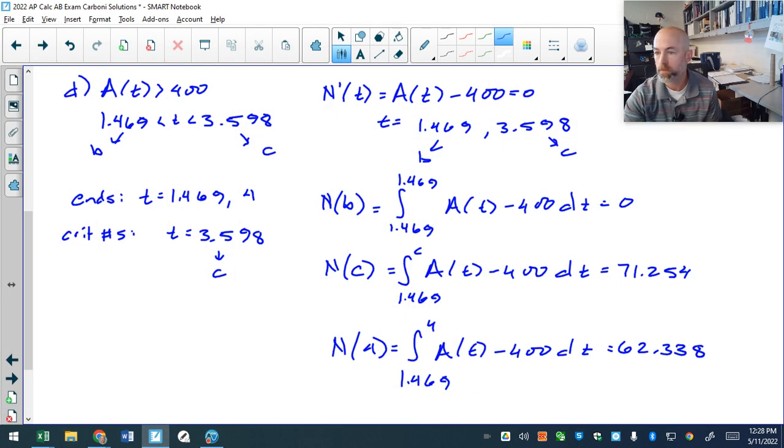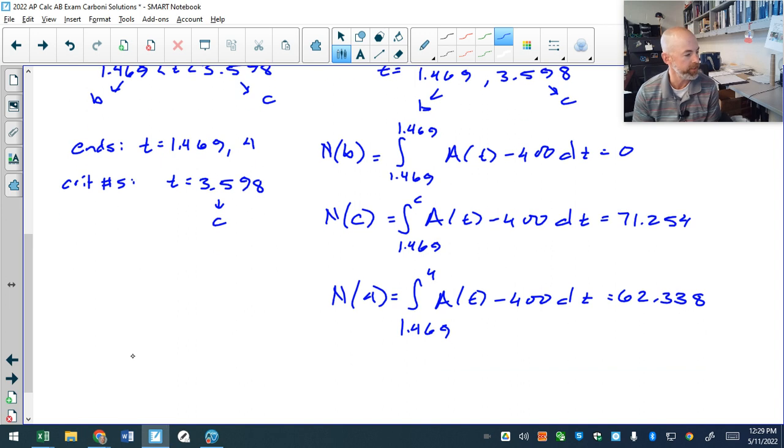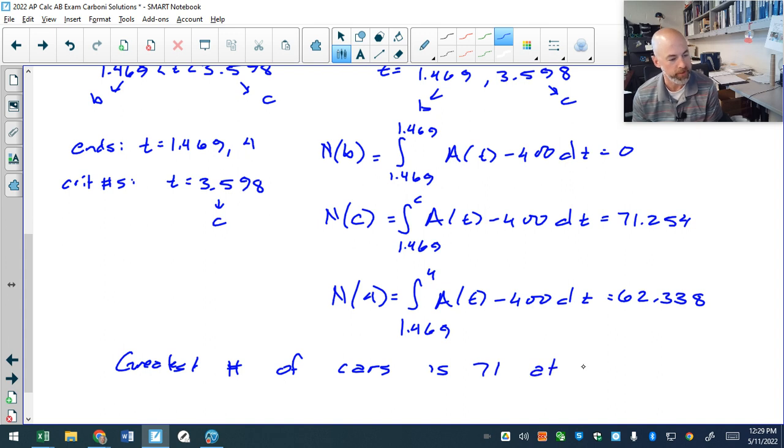And so the answer to the question, find the greatest number of vehicles, justify your answer to the nearest whole number. So make sure you round. So the greatest number of vehicles is 71, because we will round that down. And if you want to be thorough, you could say at time t equals, and that occurred at my value of C, which is 3.598.